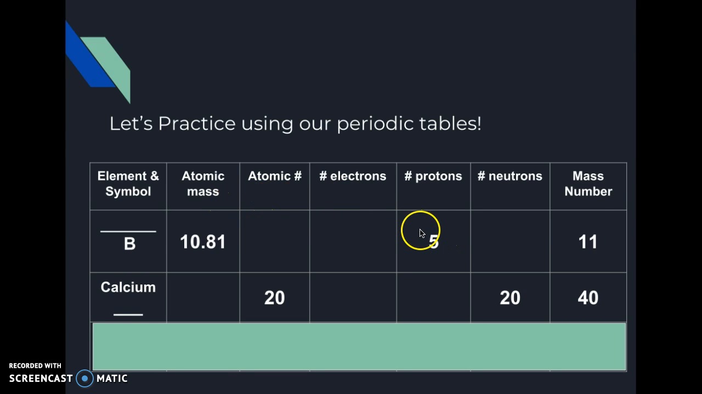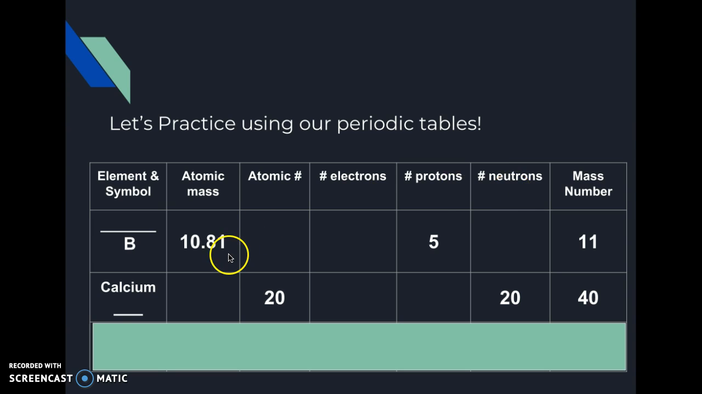Since the number of protons is the same as the atomic number, I can write the number 5 in my table. And then again, I can also use the symbol I gave you. I gave you the symbol B, which refers to the element boron. So I know the element name is boron. I now know I have an atomic number of 5. Now, atomic number and the number of protons are the same as the electrons, so I also have 5 electrons.